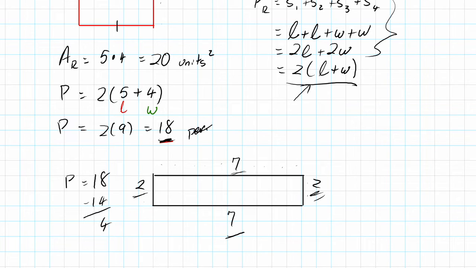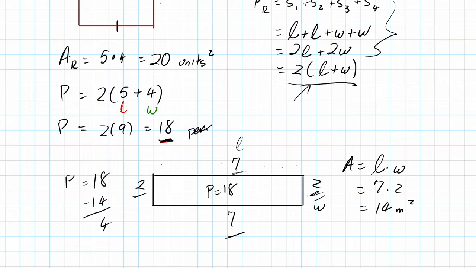9 plus 9 is 18. So there you go, check. Perimeter is 18. What about the area? Well, the area would be the length times the width. In our case, our length is 7, and our width is 2. So we have 7 times 2, 14 meters squared.